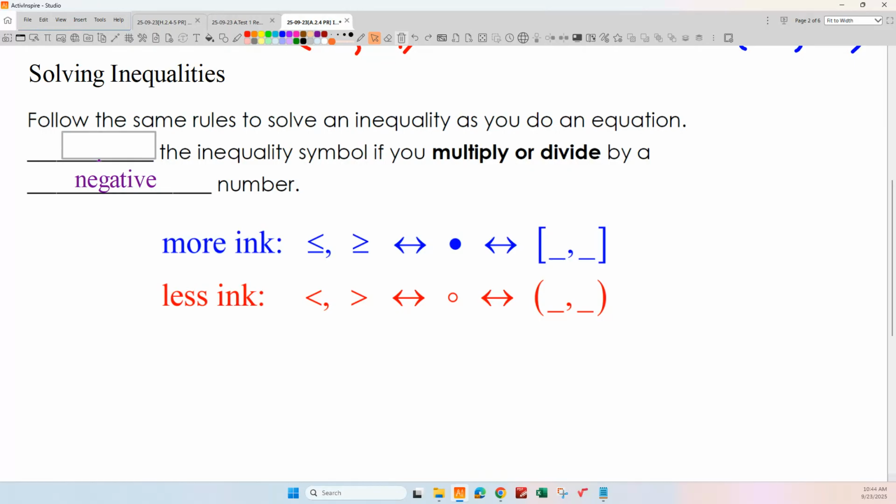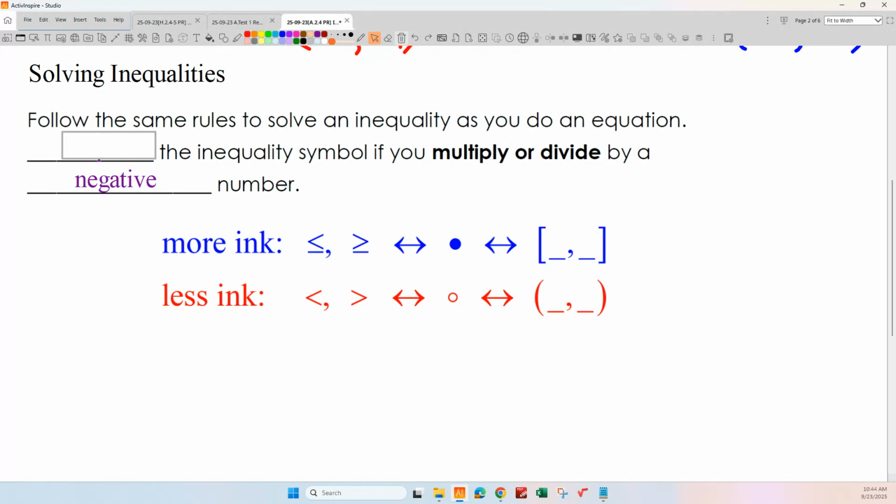So when we solve inequalities, and that's what we're going to take a look at next, think back to when you solved inequalities in the past. It's just like solving equations with one exception. If I multiply or divide an inequality by a negative number, both sides, what do I have to do to the inequality?